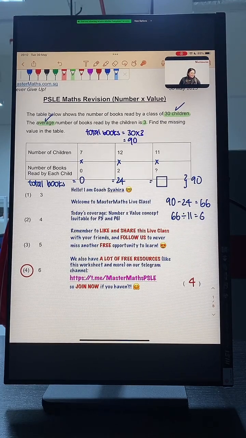Yes, Coach is very giggly tonight. Okay, let's continue. What notes is it?